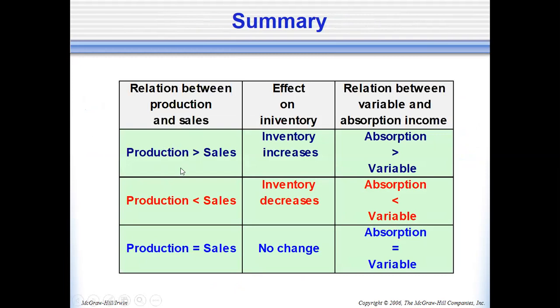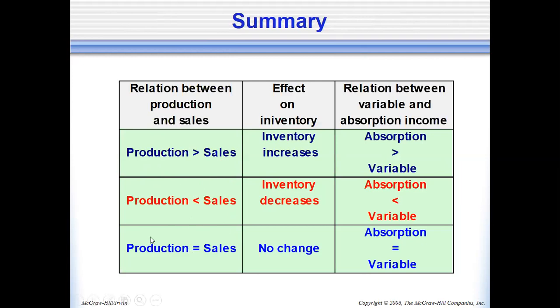If production is greater than sales, this means that there would be unsold units. This would also mean that our absorption income would be greater than variable, because production is tied to absorption while sales is tied to variable. On the other hand, if the reverse is true, production is less than sales, so inventory would decrease. In this case, sales is greater than production, therefore variable income is greater than absorption income. So absorption is less than variable income, or variable is greater than absorption income.